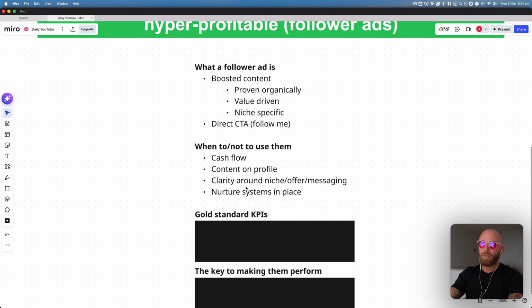Depends on who you talk to, they're going to have different standards on when you should and shouldn't run ads. I think you can run ads a lot sooner than what most people say, but these are my conditions around running ads. Cash flow is going to be the first one.